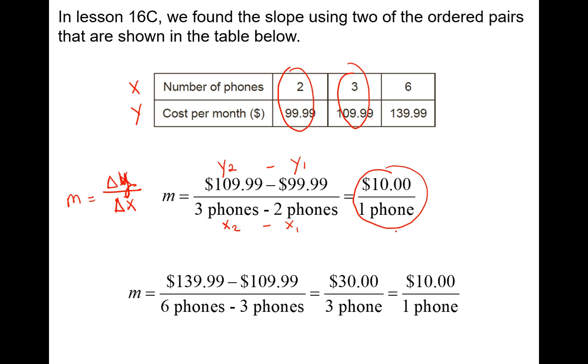That's our slope. Notice that when we used the second 2 points, we use these two. In this case, the change in y was 139.99 minus 109.99. And the change in the number of phones, we went from 3 to 6, so 6 minus 3. But we got that same $10 for one phone.